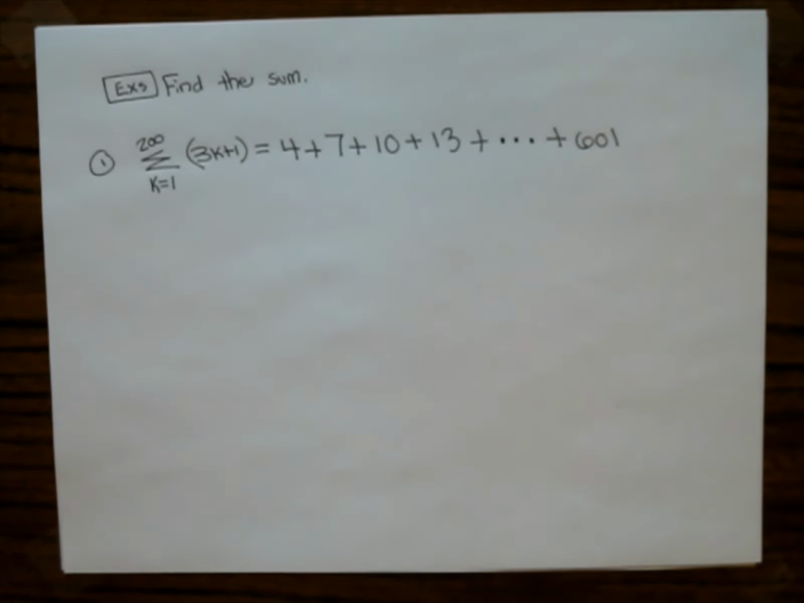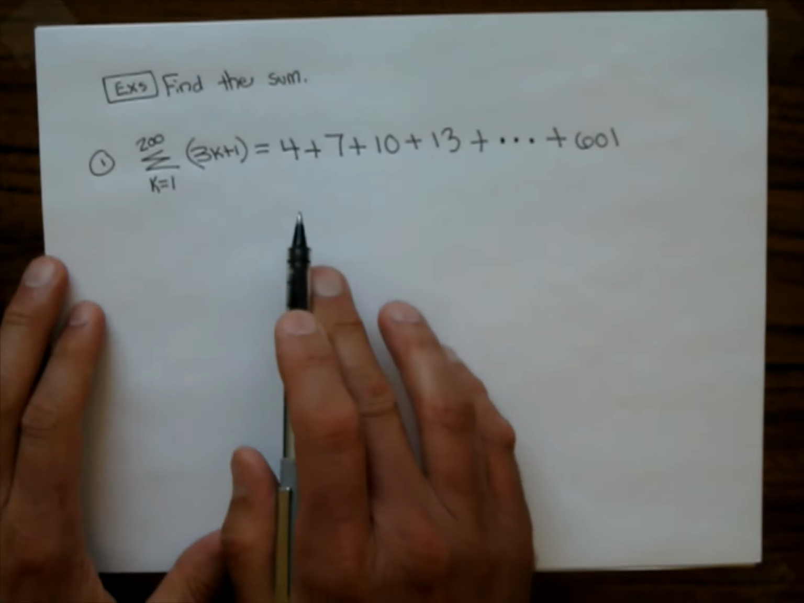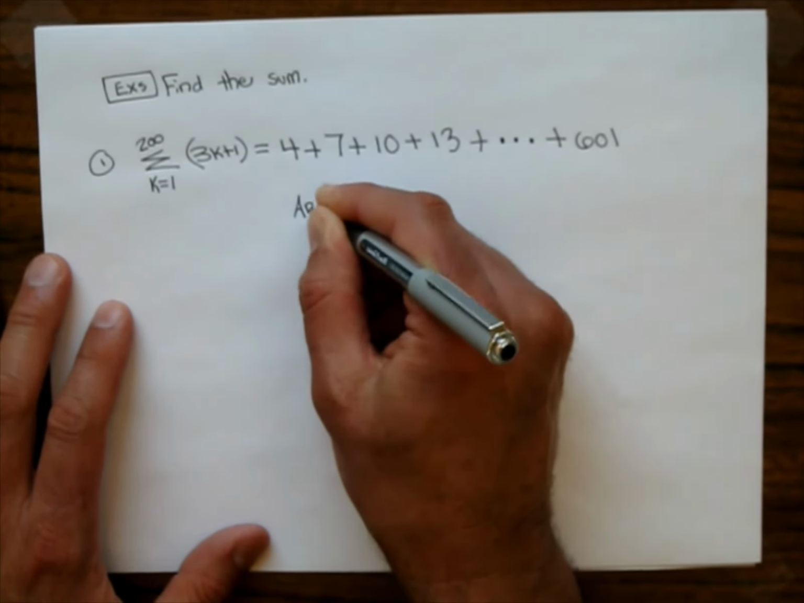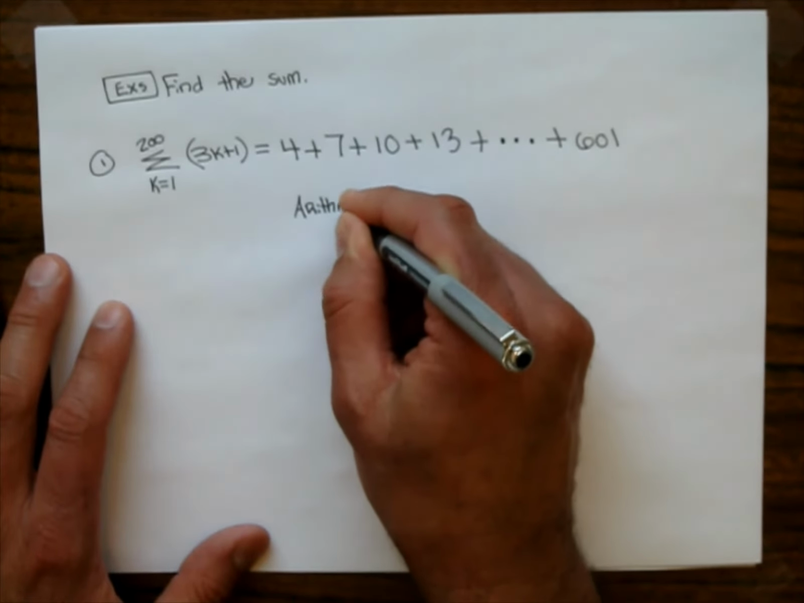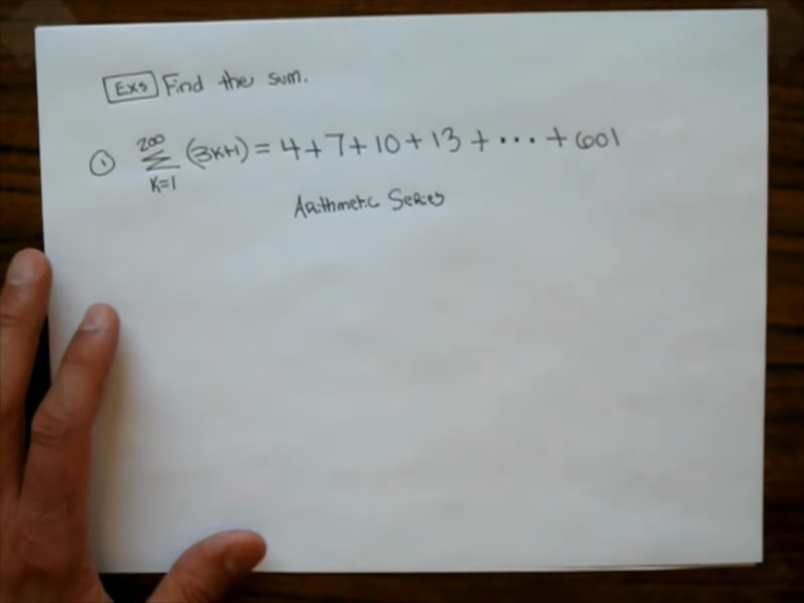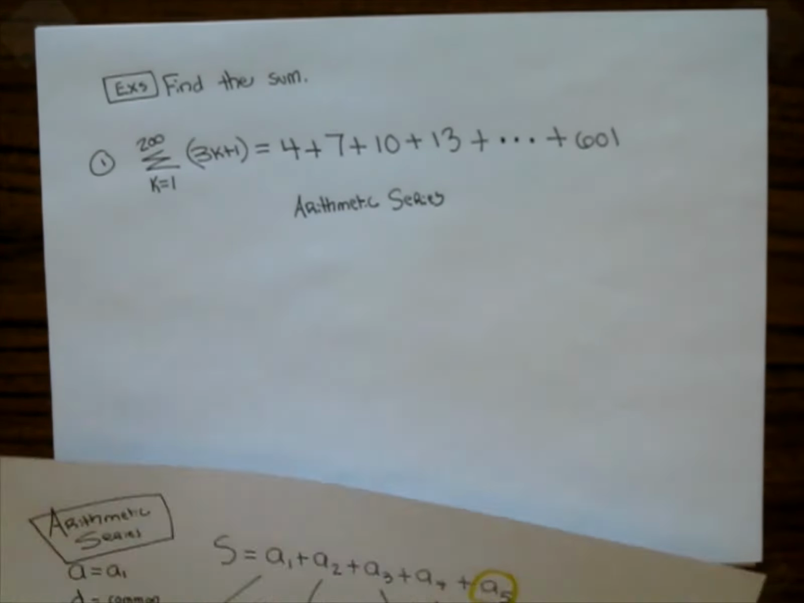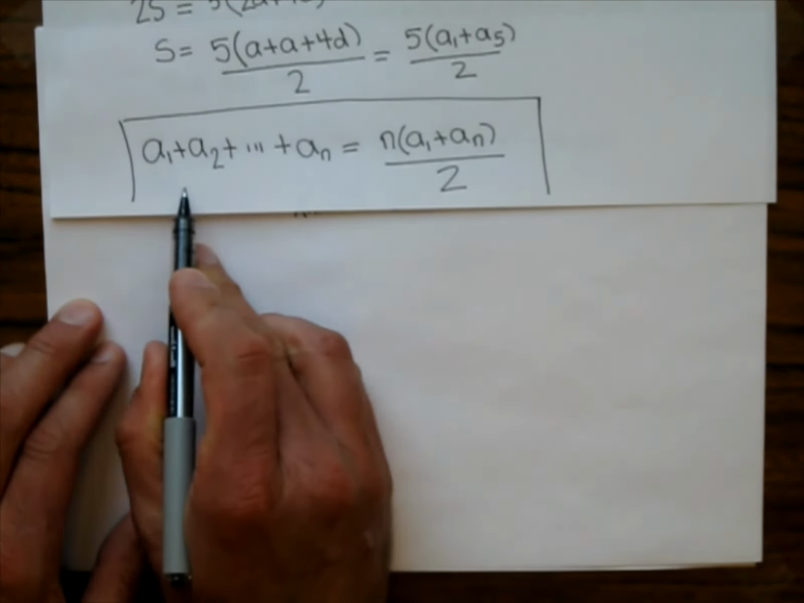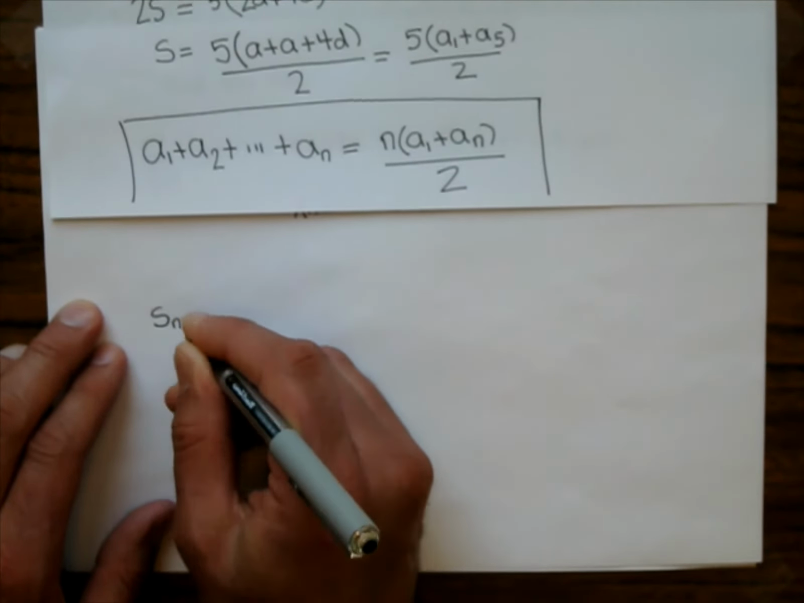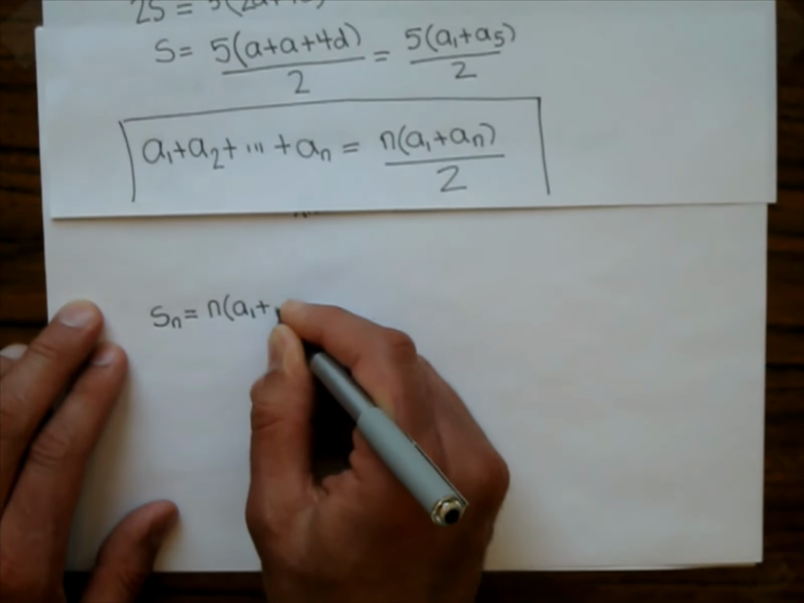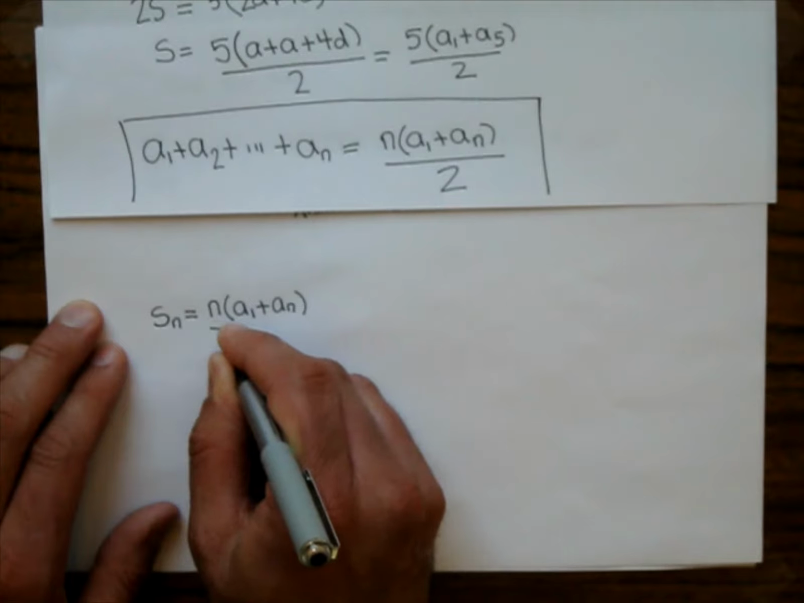Okay, so we've derived a formula for this arithmetic series. When I derived the formula, I think I wrote it a certain way, but I'm going to write it a little differently. Instead of writing that each time, I'm going to say the sum of the first n terms is n times a1 plus a sub n, all over 2.